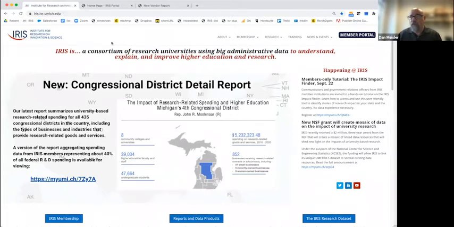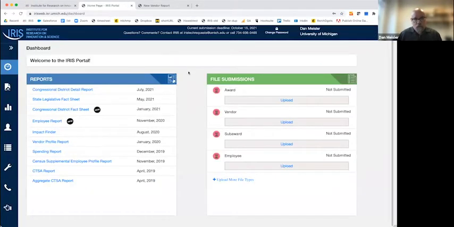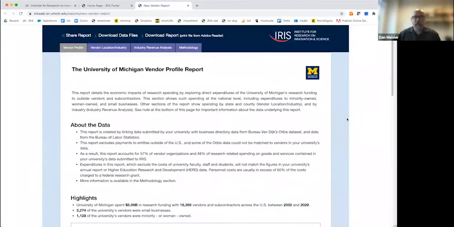The goal of this report is to show the many ways that your university research enterprise stimulates the economy through contracts with vendors and subcontractors. To get to the report, go to our website, which is iris.isr.umich.edu, and then click on the blue Member Portal button up here. That will take you to a dashboard, which has links to various reports. Just click on the Vendor Profile Report, and you'll get to the first screen that looks like this.